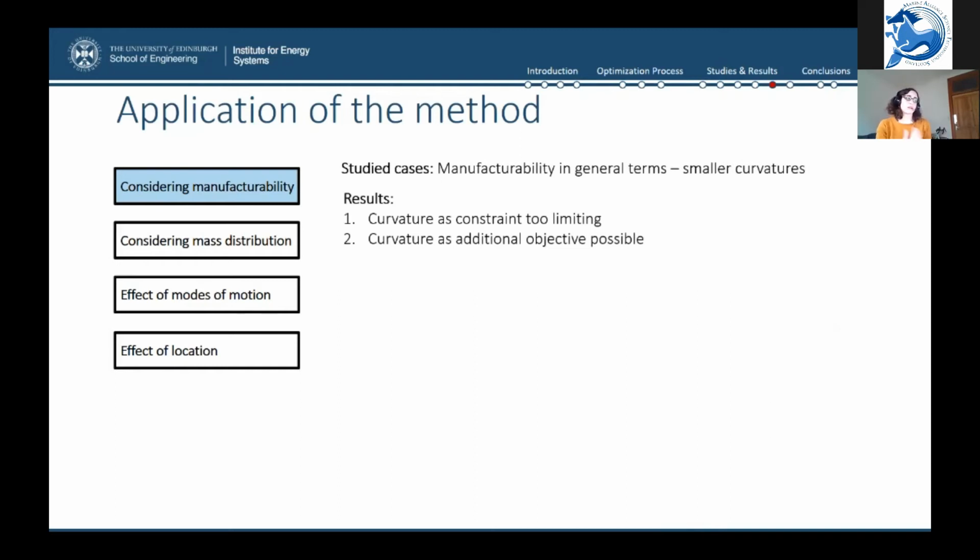And so in a second step, I tried to use curvature as an objective function. So instead of just optimizing to maximize power or power over volume, I optimized for maximizing power on one side and minimizing curvature on the other. And so this is a multi-objective optimization approach. And I was able to generate shapes that had smaller curvatures with this approach.